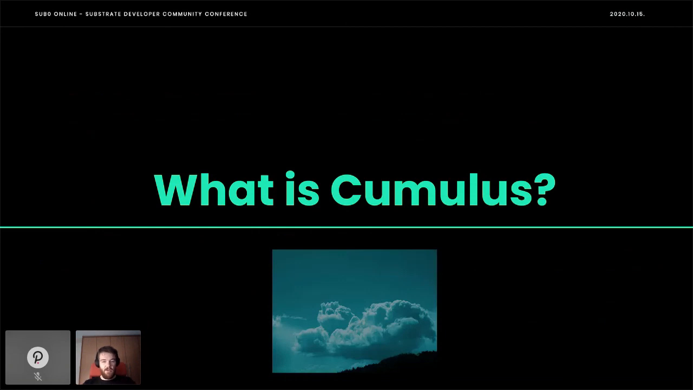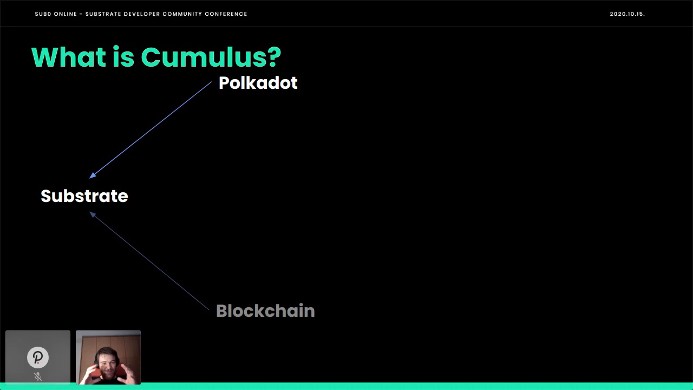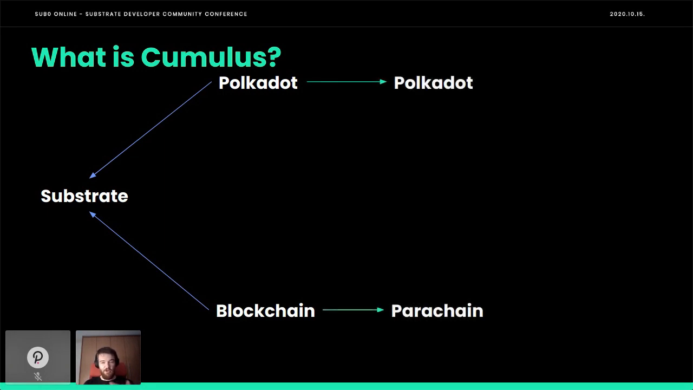Now I want to get to what Cumulus actually is. As hopefully all of you know, we have Substrate, this blockchain building framework, and we took Substrate to build Polkadot. And you probably will take, or took, and build a blockchain, and will also use Substrate. Then you have your own blockchain running and you're happy, and then you decide, okay, now I want to be a Parachain. Then the question arises, how can I transition my blockchain to a Parachain?